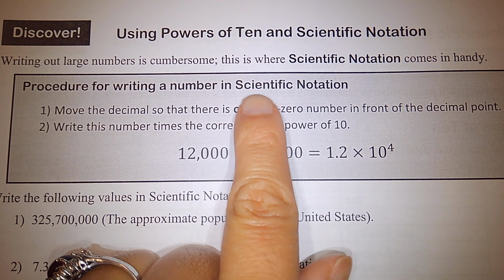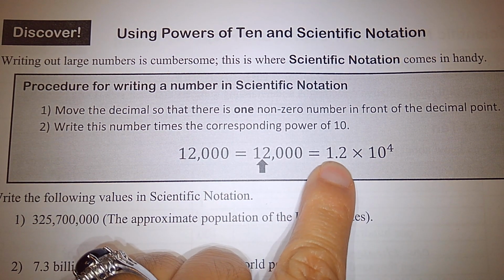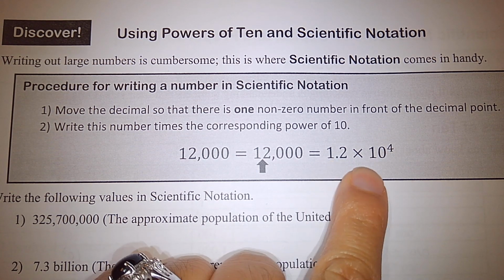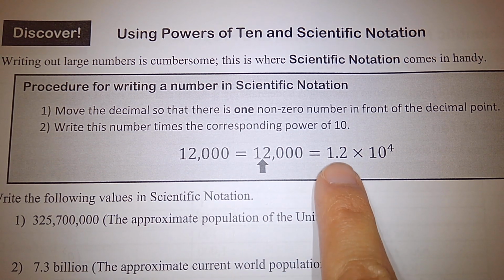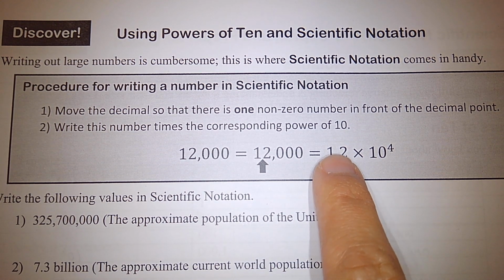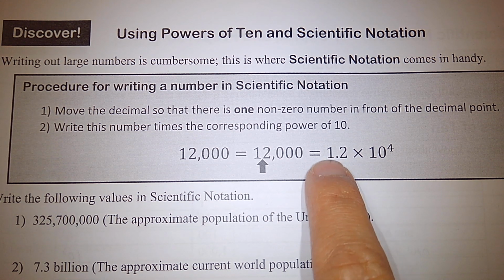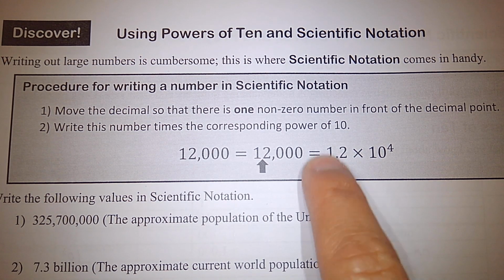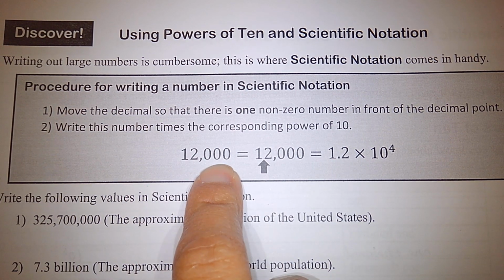So one number is called in scientific notation, guys. This number, 1.2 times 10 to the 4th power, is in scientific notation. Why? Because, guys, you see that to the left of the decimal point, how many non-zero digits do we have? How many non-zero numbers do we have? Just one. Okay? So here, how do we write a number in scientific notation?